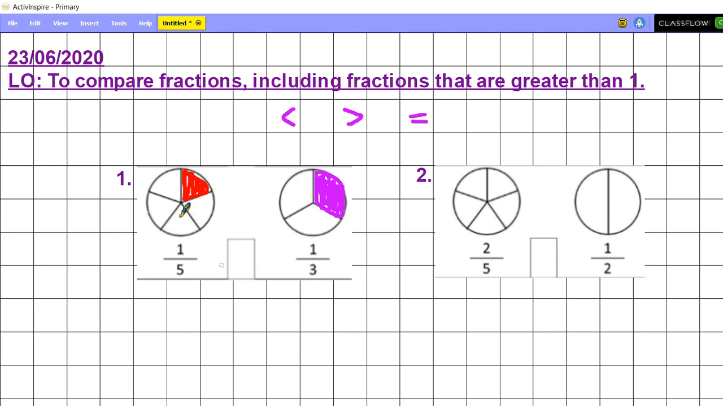So which symbol do you think would go here? Well, we've said 1/5 is less than 1/3, and this is our symbol for less than. So it's going to look like that, okay? Now, if we move on to this one, question number 2, my numerator has changed here. So these are called unit fractions, and that's just because the numerator is a number 1. However, to make it a little bit trickier, we've then got it where the numerator here is a 2. And I've got 2 out of 5.